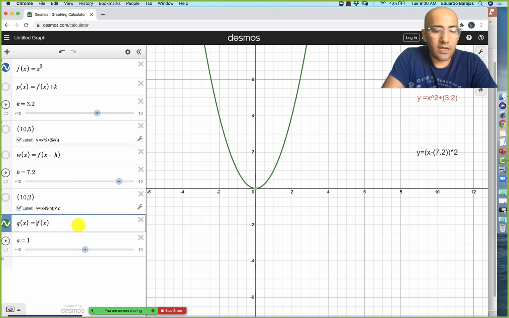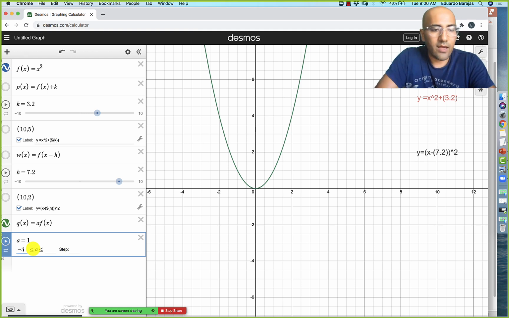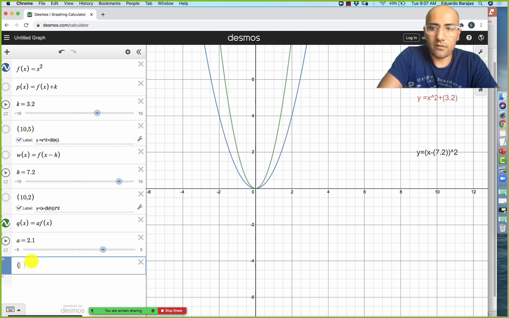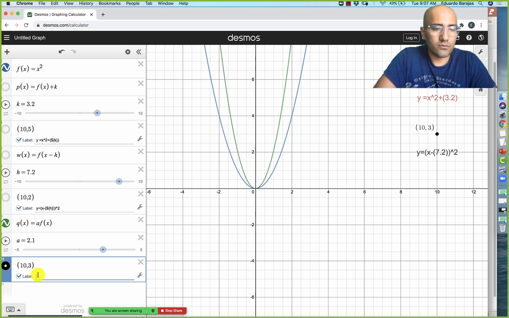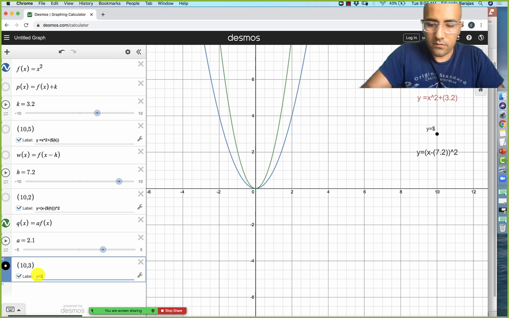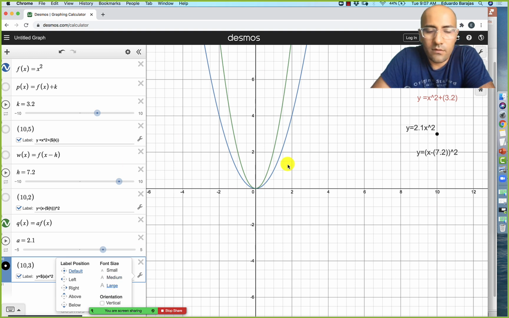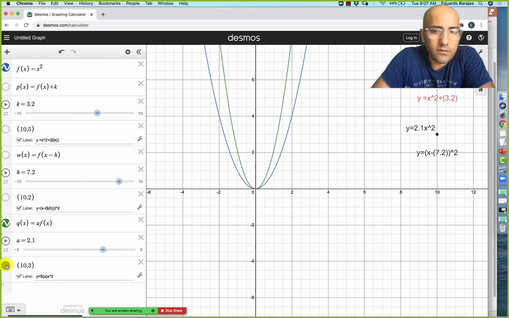So again, I can just make it some constant a times f of x. And let's change these parameters a little bit. Let's just make it -5 to +5, step 0.1. See if that'll work. Okay, so here we have a constant. Let's label it: y equals a constant times x to the power of 2. Okay, so there we go.